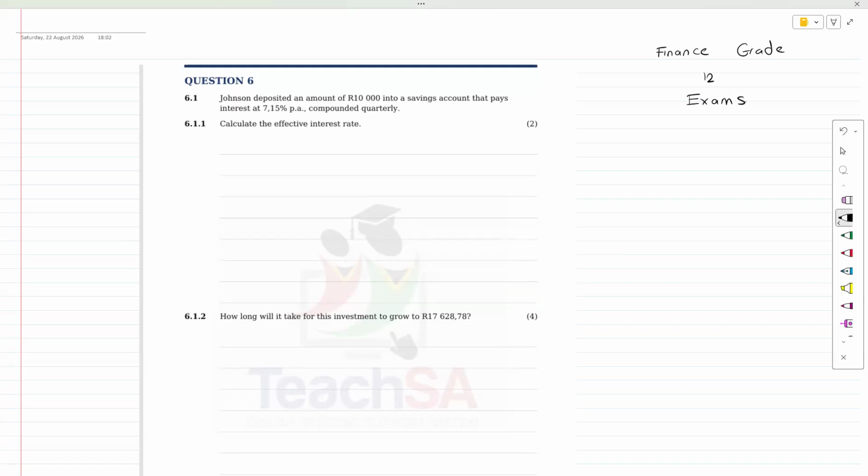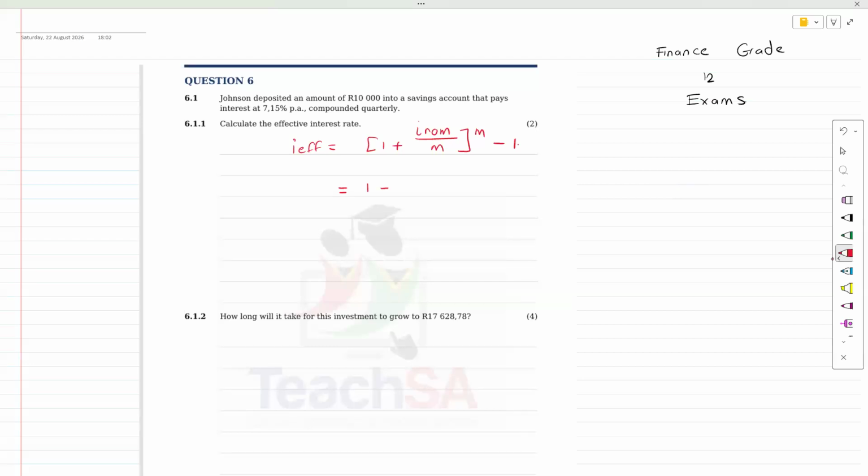Okay. Johnson deposited an amount of 10,000 into a savings account that pays interest at 7.15% per annum compounded quarterly. Calculate the effective interest rate. So firstly, we understand the formula for effective interest: i effective is equal to 1 plus i nominal over m, to the power of m, minus 1.